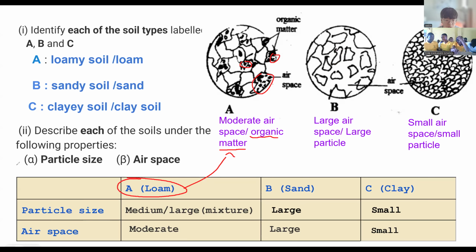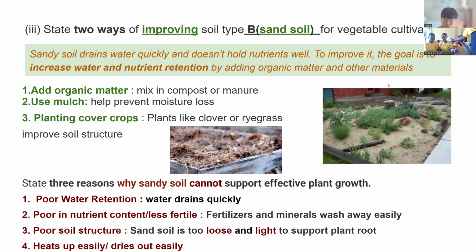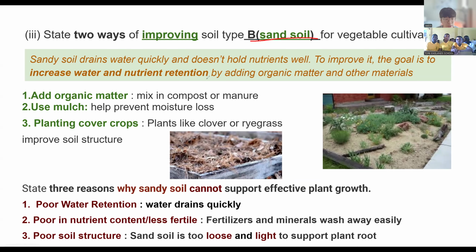Okay, let's move on to this question, the third part. State two ways of improving soil type B for vegetable cultivation. So sandy soil was option B. So it's type B.